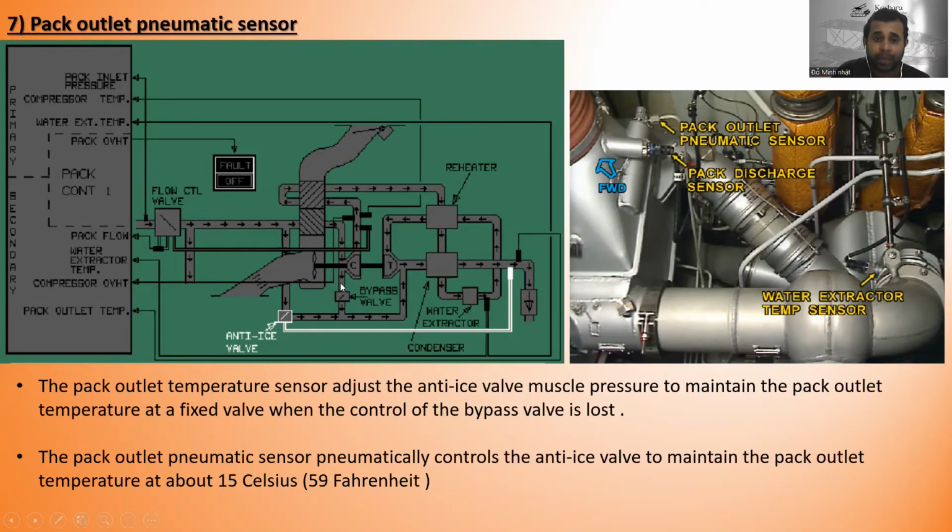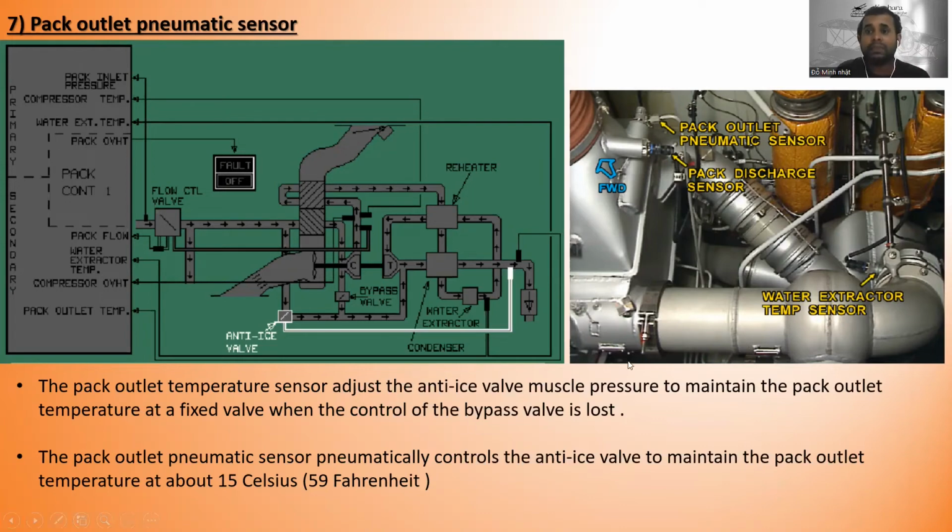If the control of the bypass valve is lost, this will adjust the anti-ice valve, using muscle pressure according to the pack outlet pneumatic temperature sensor, right? So the pack outlet pneumatic sensor pneumatically controls the anti-ice valve to maintain the pack outlet temperature at about 15 Celsius. All right, this information I taught you in previous lessons, so you can check out these videos and learn about this information in detail, right?